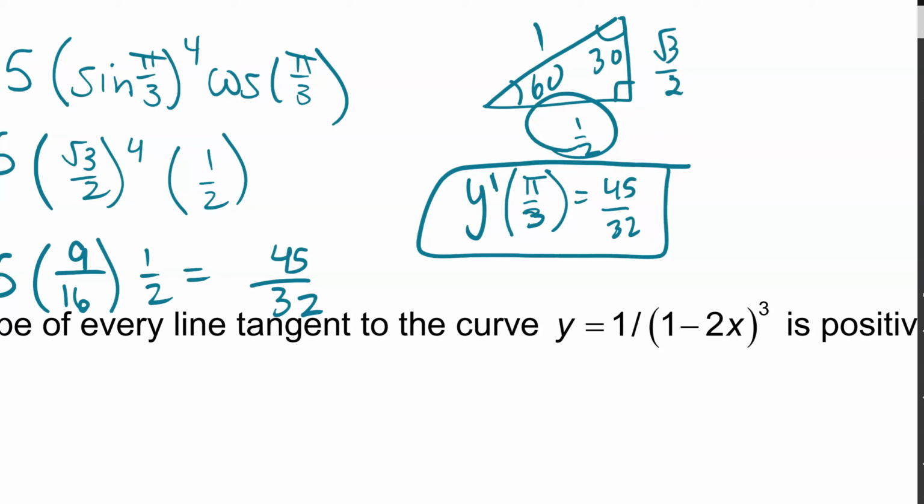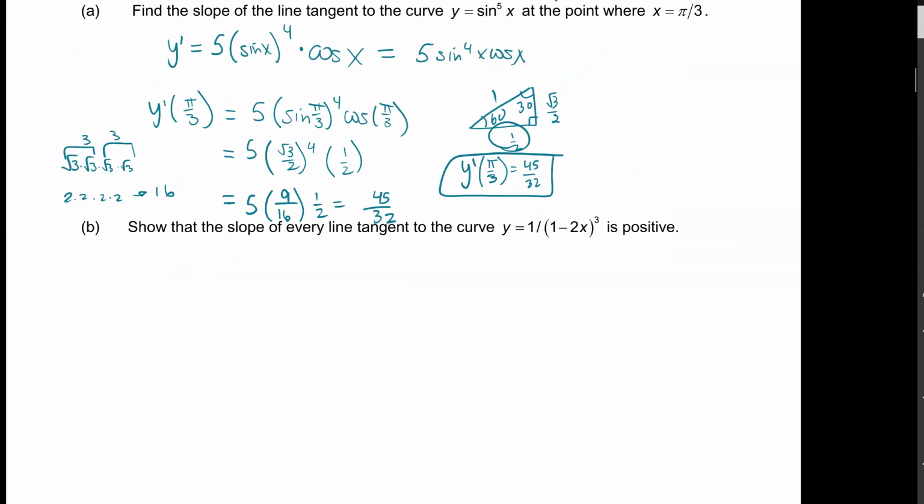Was it divisible by anything? Nothing. No common factors. 45 is 5, 3, 3. That's prime factorization. 32's prime factorization is 2, 2, 2, 2, 2. Yep. No common factor. Nope.